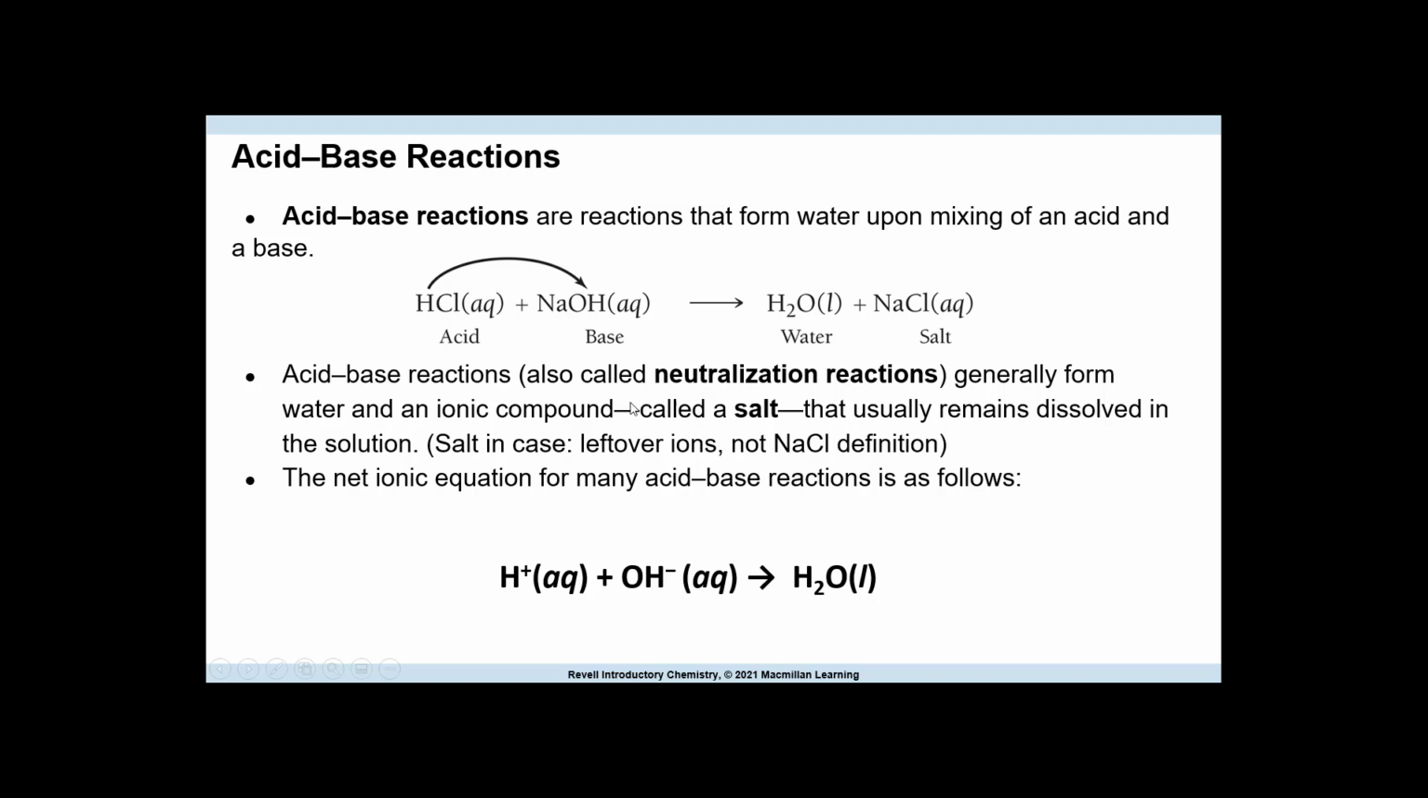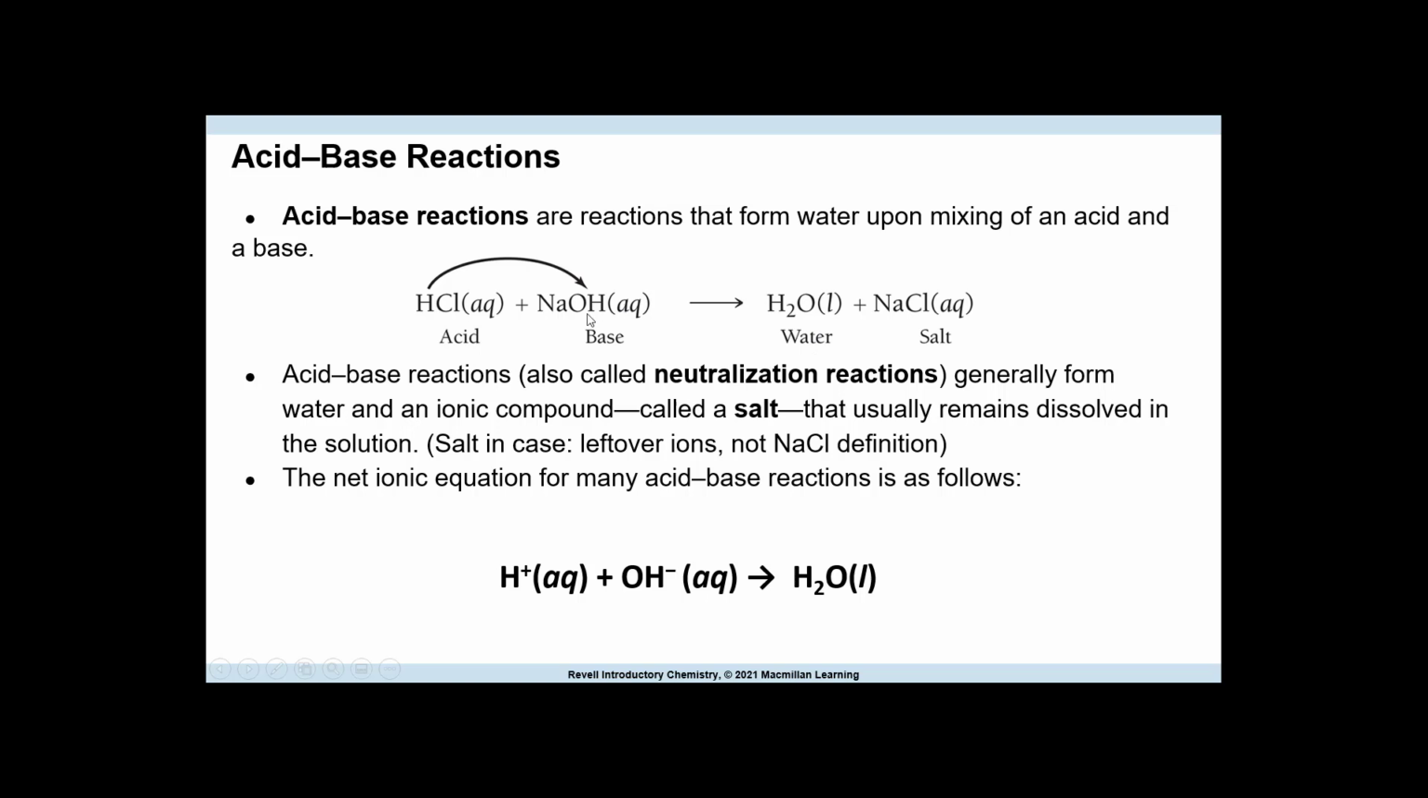So when we look at acid-base reactions, they are reactions that form water. There are two products formed when you're dealing with an acid and a base: water and a salt. Now, a salt does not mean sodium chloride. A salt usually remains dissolved in the solution. So it's the leftover ions, not necessarily sodium chloride. Could be potassium chloride, could be other stuff. It is what is left over of the cation and the anion from what is not made of the water.